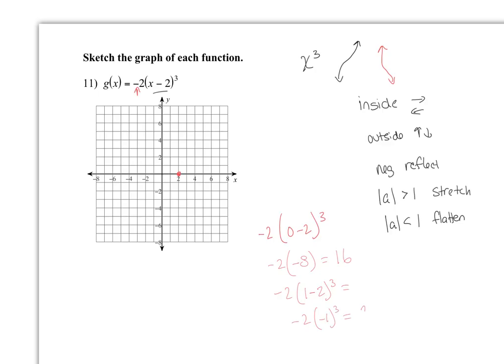That's going to give me just 2. So if I plug in a 1, I get 2. And so I'm going to graph that point, 1, 2. And then I'll plug in a 3 and do the same thing.